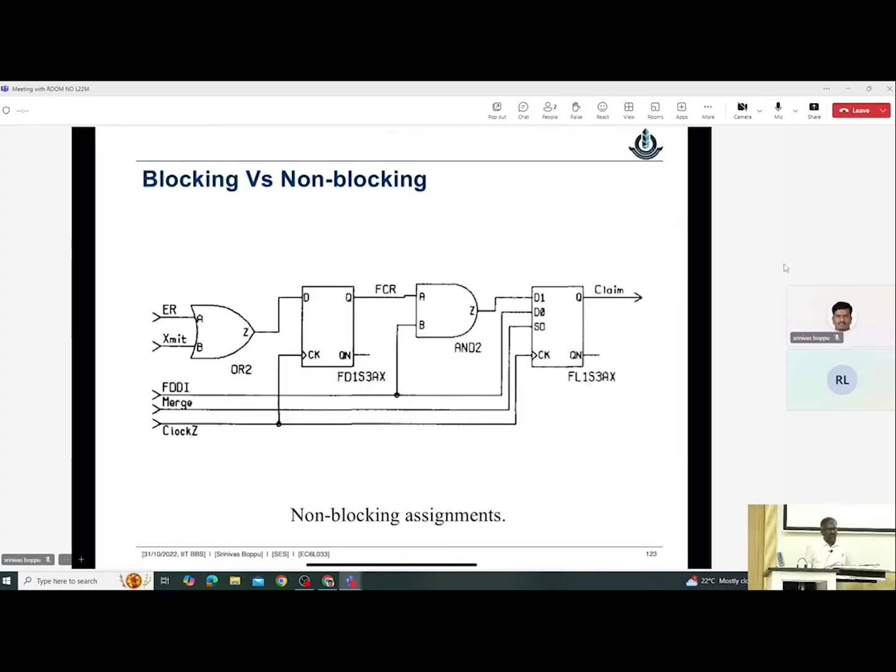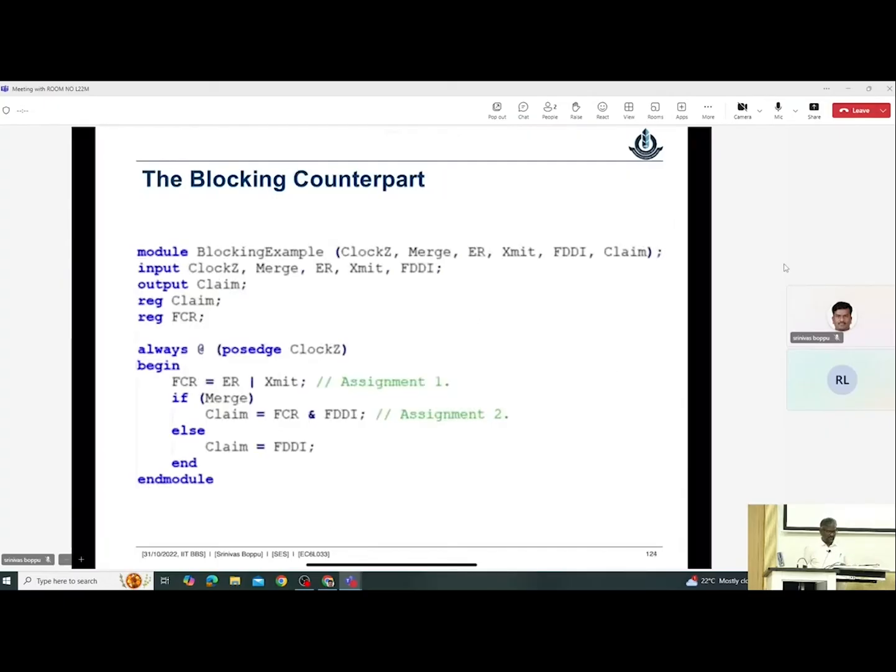So I think it will look something like this. But again, if you use a flip flop without a mux or something, it looks a bit different structurally, but equation-wise it should be correct. Okay, good. Now, the blocking counterpart.